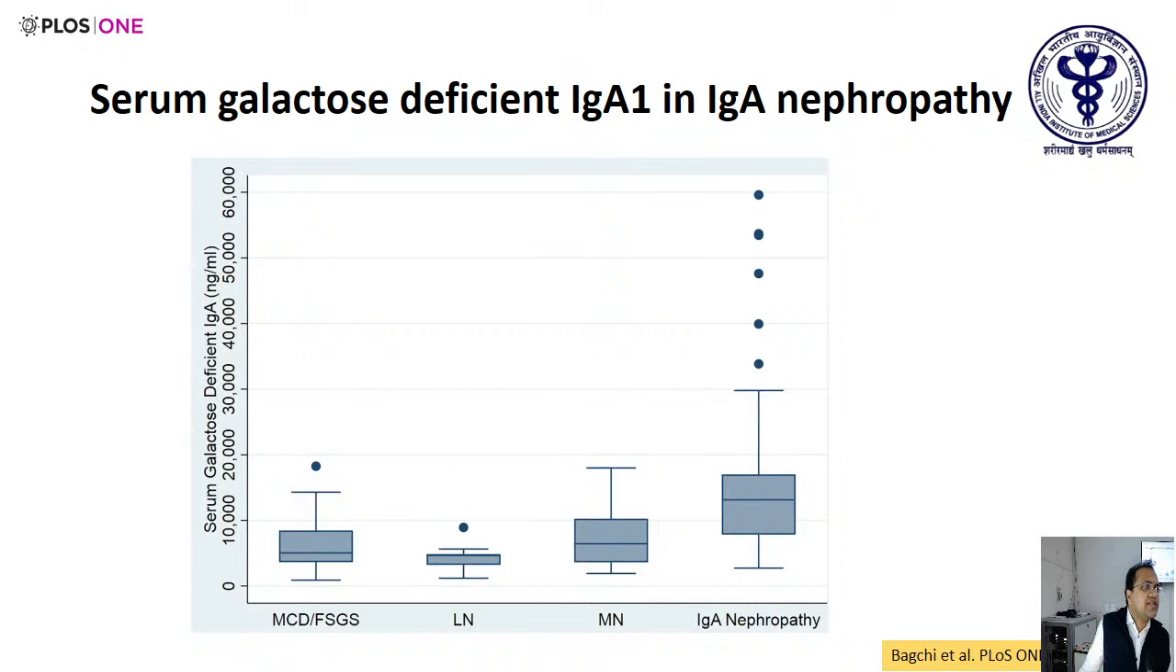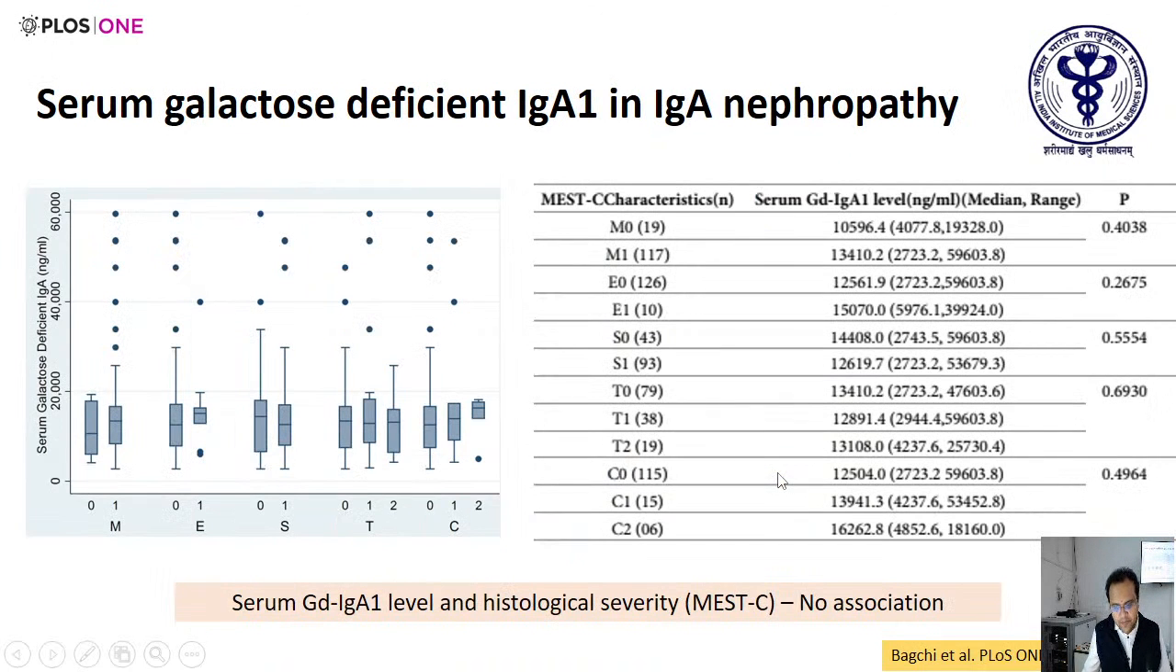The other question that would arise is whether the other glomerular diseases also have this galactose deficient component. So when we saw the individual glomerular diseases like minimal change disease, FSGS, lupus nephritis, or membranous nephropathy, almost the levels in all these diseases were significantly lesser when compared to IgA nephropathy.